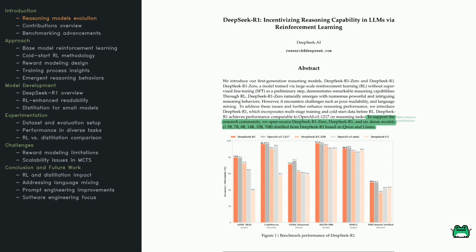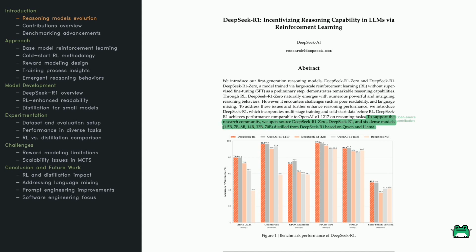OpenAI's O1-1217. What's really cool is that the team released open-source versions of both models, including smaller distilled variants ranging from 1.5 billion to 70 billion parameters. These are based on architectures like Qwen and Llama, making them accessible for further research and experimentation.